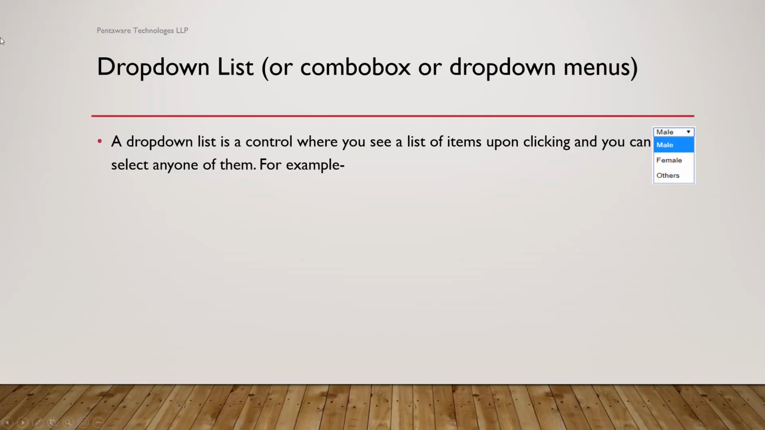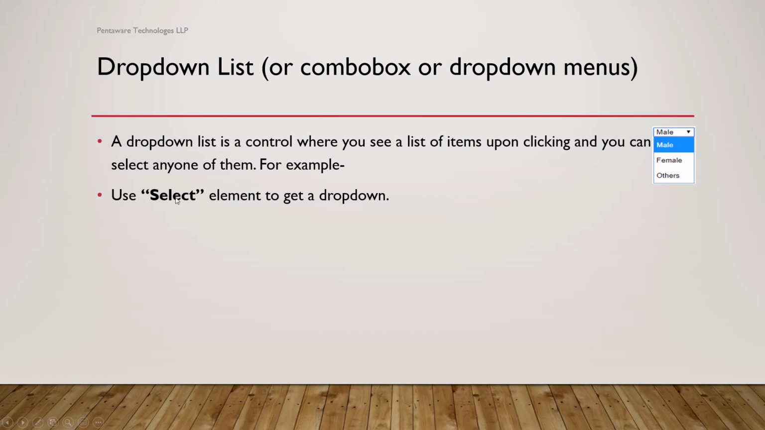Now what is a drop down list? A drop down list is a control where you can see a list of items, and upon clicking on it you can select any one of them. For example, in many forms you might have seen a drop down list where you can choose a gender or a state. In this case the gender list is coming, so you can choose any one of them. So this is an example of a drop down list, or combo box, or drop down menu.